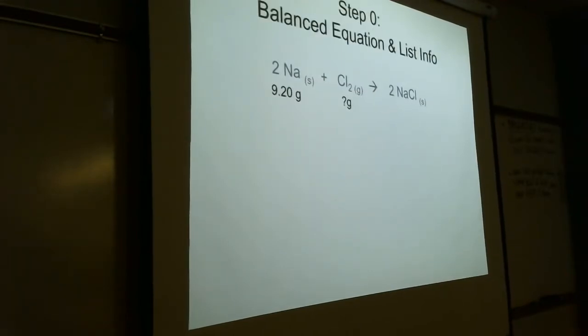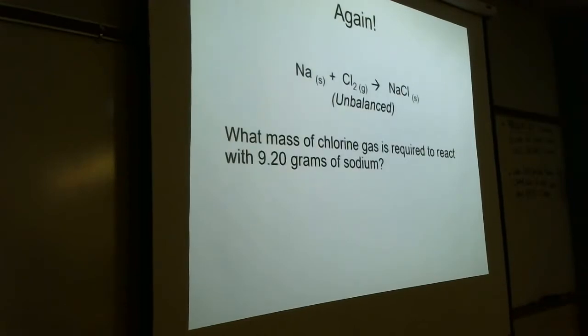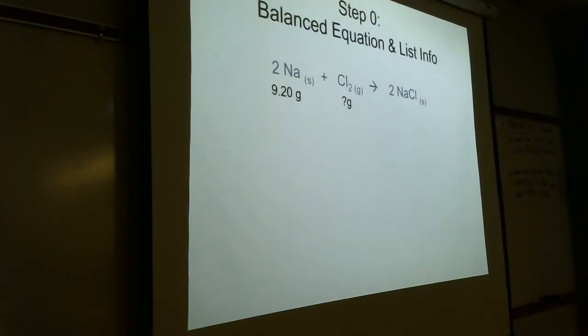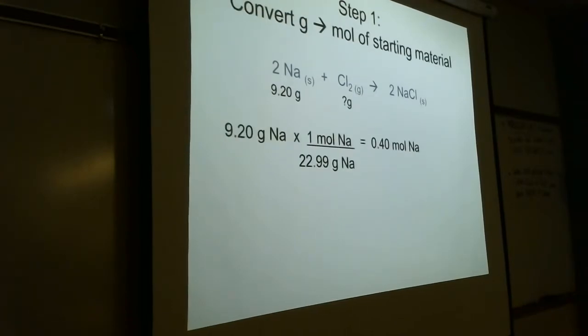Okay. So first I need to balance the equation, right? The coefficients of 2 in front of sodium and sodium chloride. I warned you that the problem was unbalanced. So you need a coefficient of 2 in front of Na, a coefficient of 2 in front of NaCl. Problem says I'm given 9.20 grams here. I want to know how much of this I need to add in order to consume all of this. Does this make sense? All right, so we're finding out information about a reactant. We are completely uninterested in the mass of this product. We just don't care. So the first thing we're going to do is convert grams to moles. Do we agree with this step?